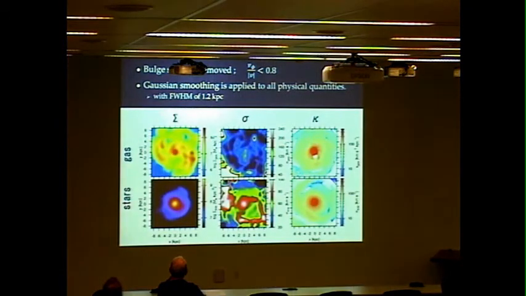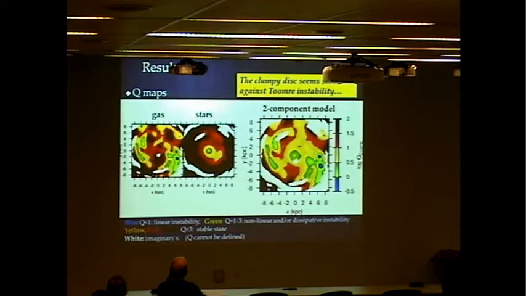Okay, this is the result. These are the 6 ingredients of the Q calculation, for the gas and the stars. Capital sigma means the smoothed surface density, and there are also the smoothed velocity dispersion and the smoothed epicyclic frequency in 2D map distribution. I can combine these 6 ingredients into the Q distribution. So my calculation is like that.